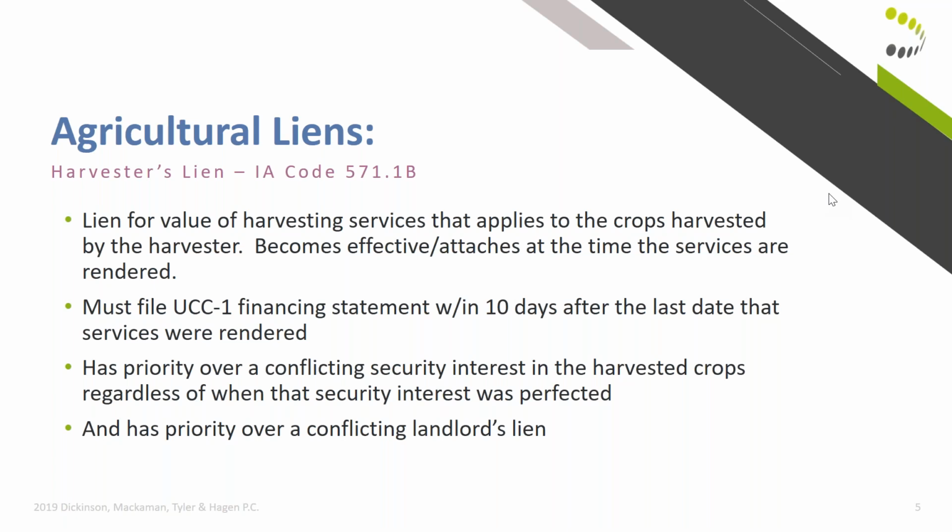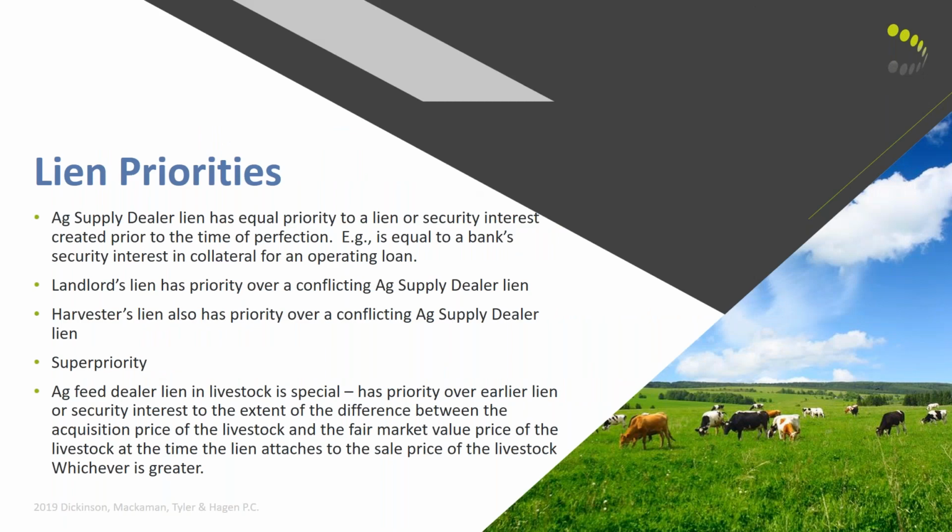The harvester's lien does have priority over a conflicting security interest in the harvested crops, regardless of when that security interest was perfected. And also, as I briefly touched on before, a harvester's lien has priority over a conflicting landlord's lien as well. So, which is probably a pretty good segue into the next slide, which is lien priorities, which can be a little bit murky and somewhat intricate.